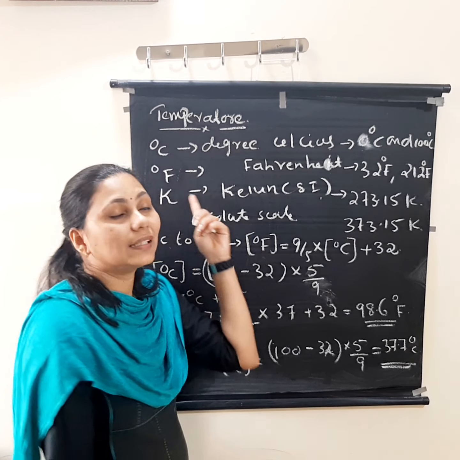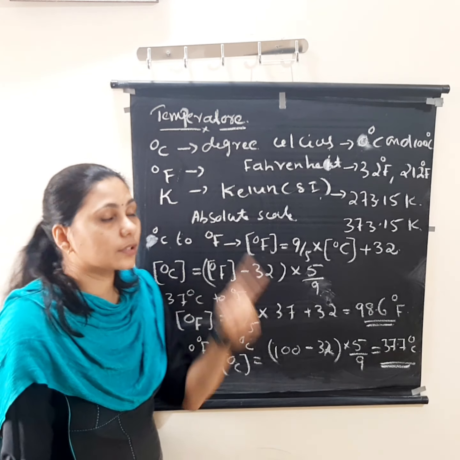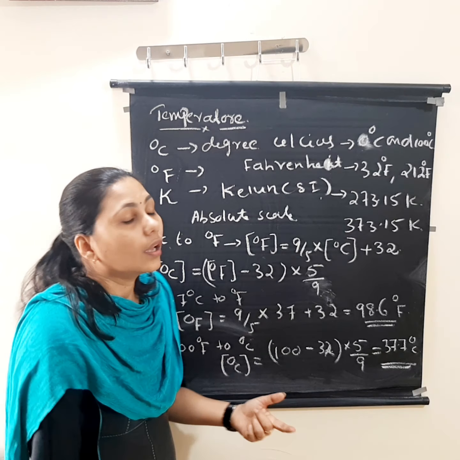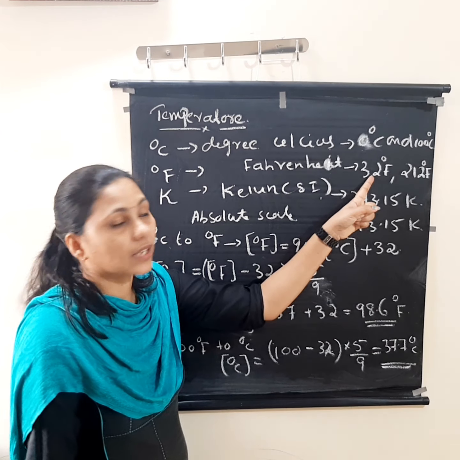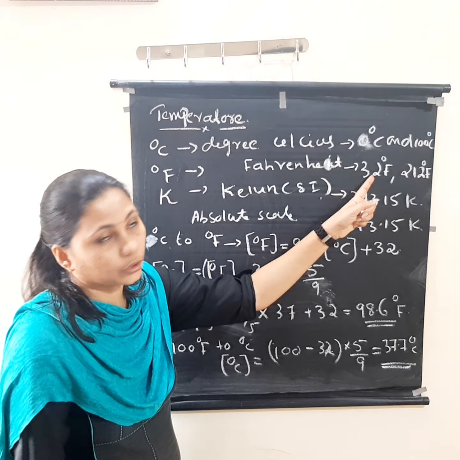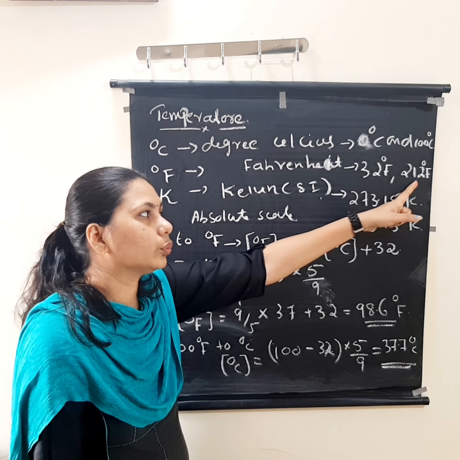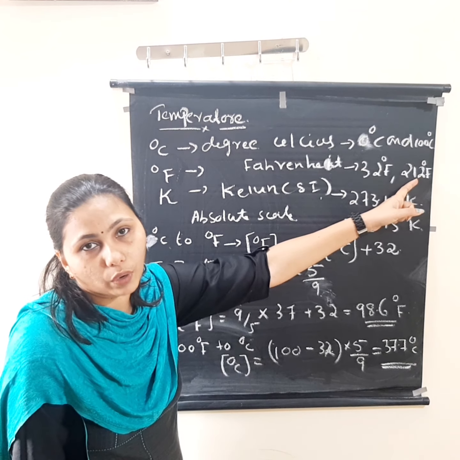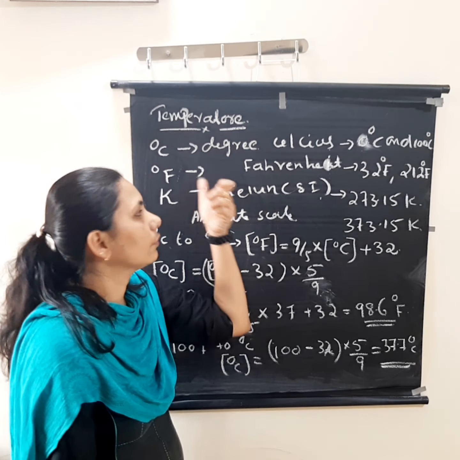Then which one? Degree Fahrenheit. Degree Fahrenheit is a scale of temperature that considers 32 degrees Fahrenheit as the freezing point of water and 212 degrees Fahrenheit as the boiling point of water.